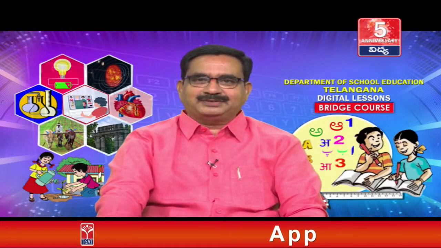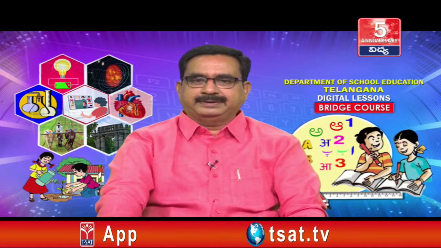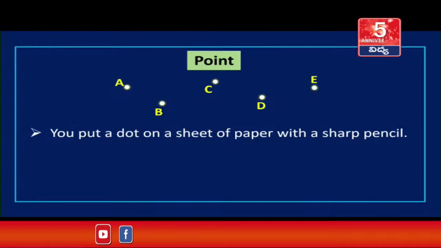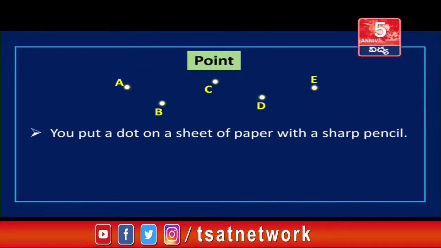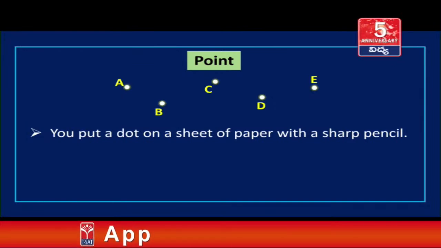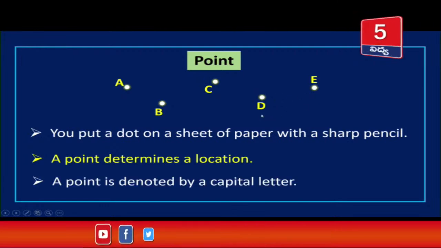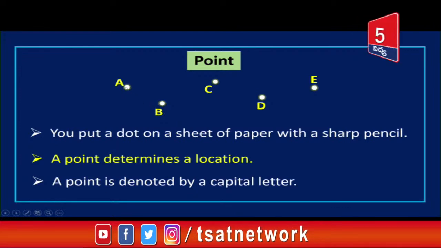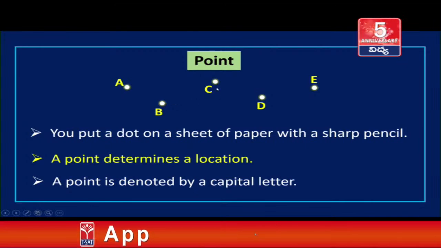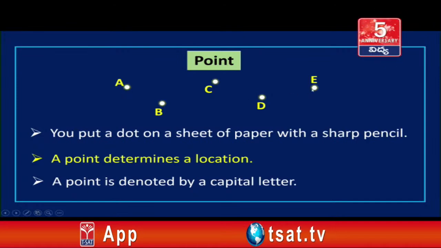Let us start with the topic point. You can observe point A, B, C, D, E. You put a dot on a sheet of paper with a sharp pencil. A point A, point B, point C, point D, point E. A point is denoted by a capital letter. Capital A, a point. Capital B, a point. Capital C, a point. And also capital D, capital E also points.